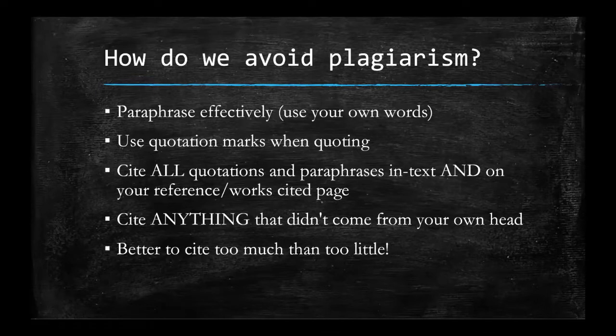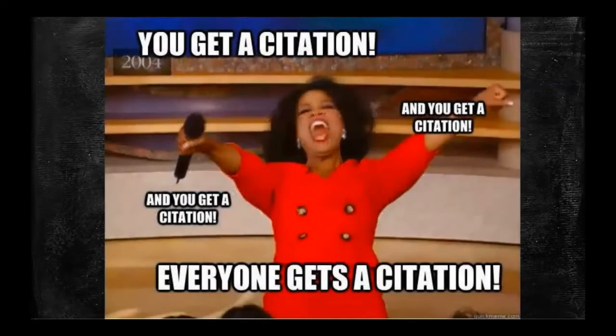Basically, the good rule of thumb is just to remember to cite literally anything that you didn't already know before you started working on the paper. So anything that didn't come from your own head when you were writing. And it's generally better to cite too much than too little. Like, you're rarely going to run into issues with having too many citations. That just doesn't really happen. So always err on the side of having a lot of citations. And here's a little meme for you. Just remember, everyone gets a citation.